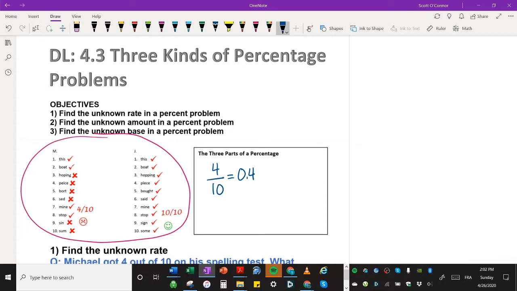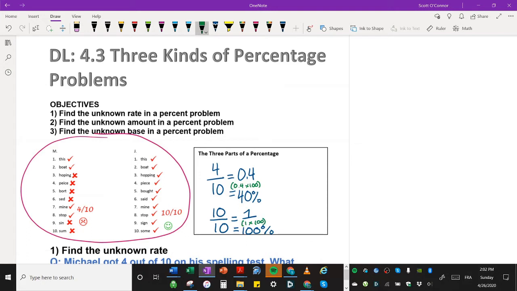And all of you are very smart. You would multiply that by 100, and you would know that that equals 40%. How about Julie's mark? Could you calculate Julie's mark? Of course you could. You would do 10 divided by 10. You would get 1. You would then multiply 1 by 100 and you would get 100%. I'm just going to show that multiplication in here as well.